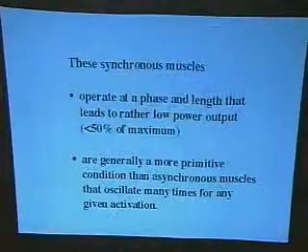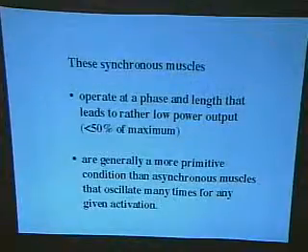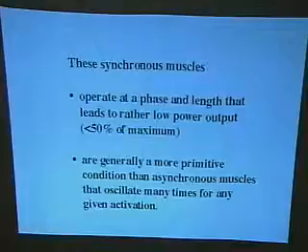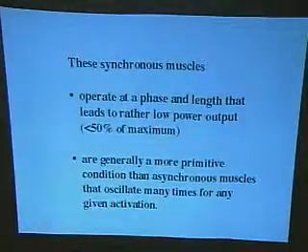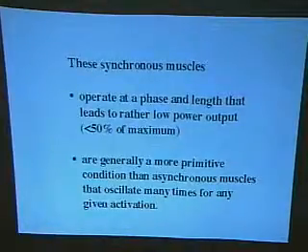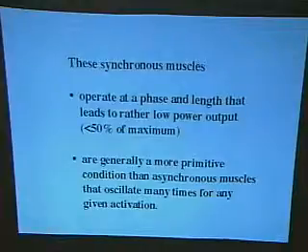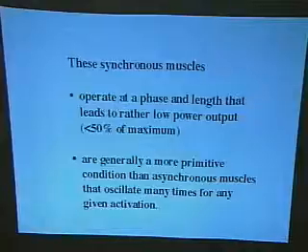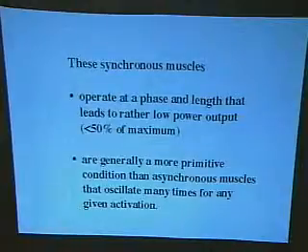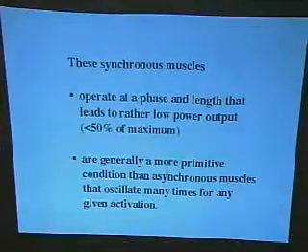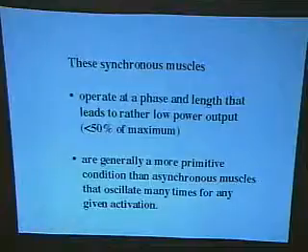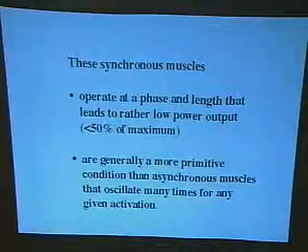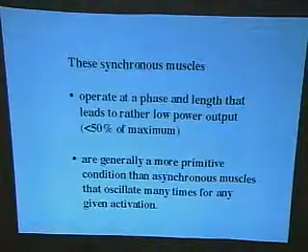And in marches our conclusions right now. They operate at a phase and length that leads to rather low power output. Generally, and I wanted to point this out, these are running in a more primitive condition than another muscle type, the kind you find in flies, that has many contractions for a single activation. And we want to know, is there some characteristic of these muscles that is underlying this primitive oscillation capacity?